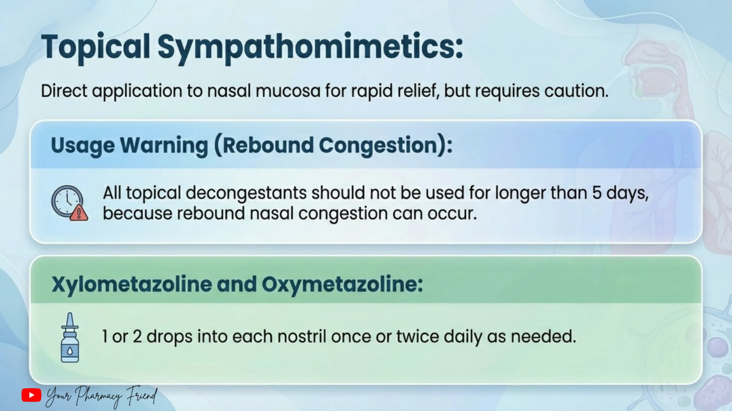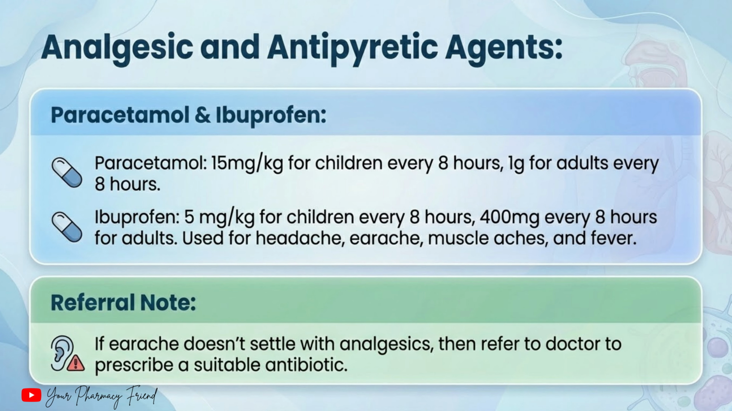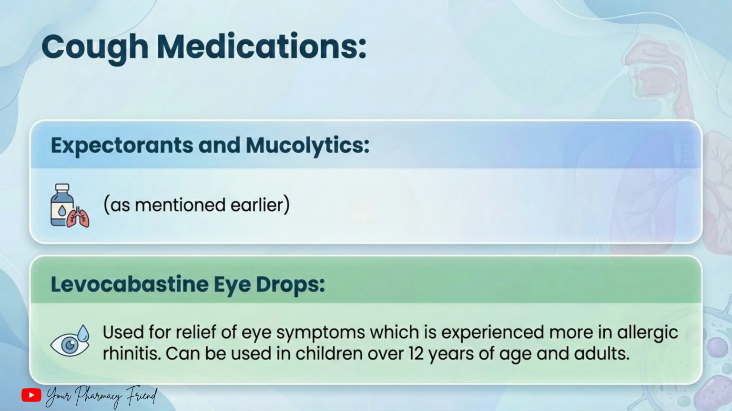congestion. Analgesic and antipyretic agents such as paracetamol and ibuprofen are used to manage headache, earache, muscle pain, and fever. If earache does not resolve with analgesics, referral is required for possible antibiotic therapy. Cough medications may be used as discussed earlier.